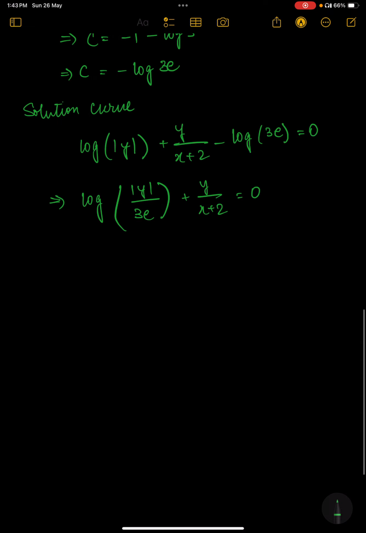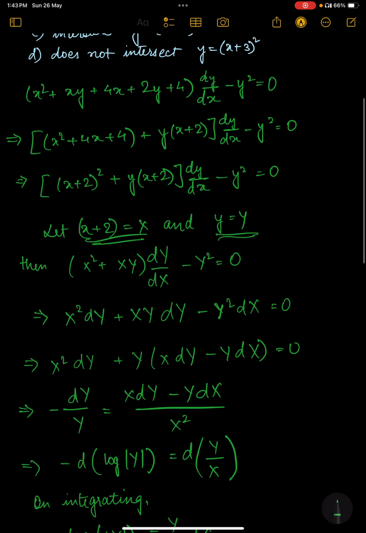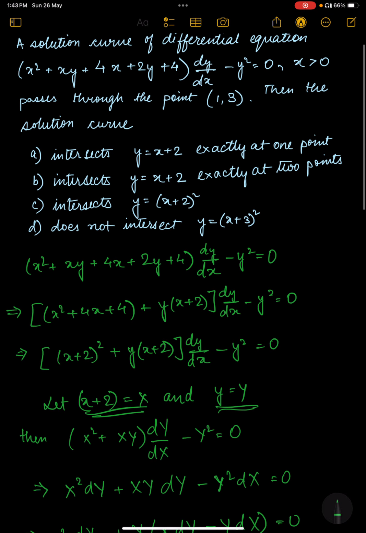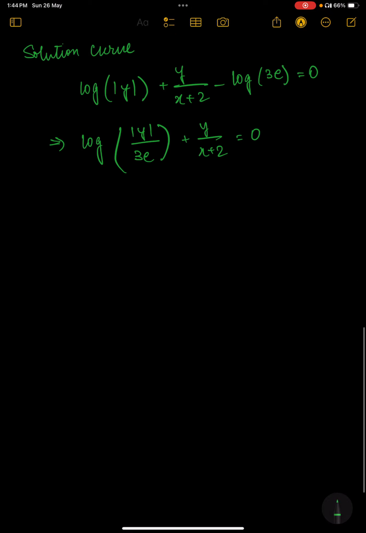So now we have to check the options. Now when we have the solution curve, we have to check the options. So we have to check whether y is equal to x plus 2 intersects how many times with the solution curve. So that will take care of both option A as well as option B. So now y is equal to x plus 2 is given to us and we have to check how many times it intersects the curve.